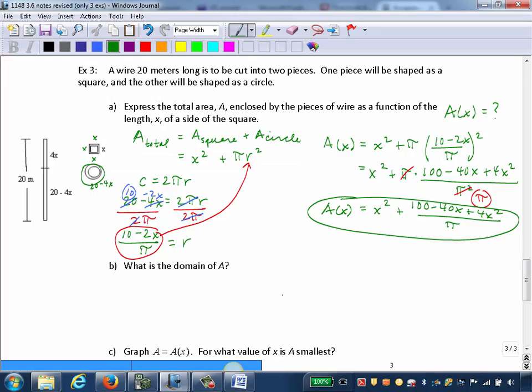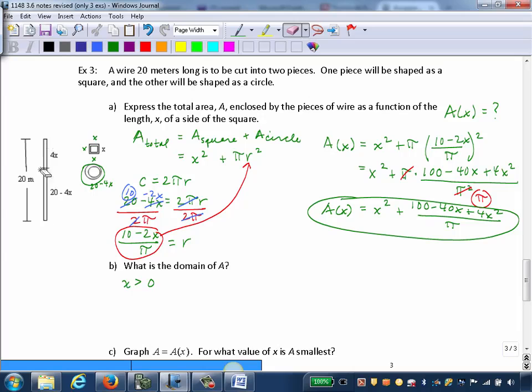Example 3, Part B. What is the domain of A? So I have my function A of x equals x squared plus 100 minus 40x plus 4x squared, all over pi. So this function represents area. And in my function, the x value represents the side of this square. So we know that that side, that length, has to be positive. So my first restriction is x has to be positive.